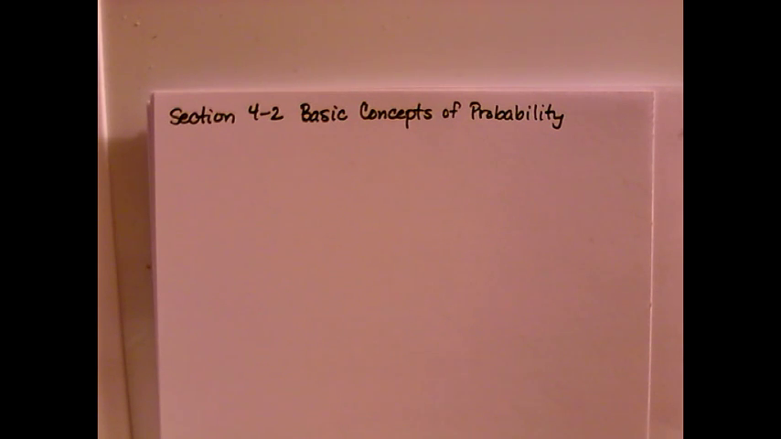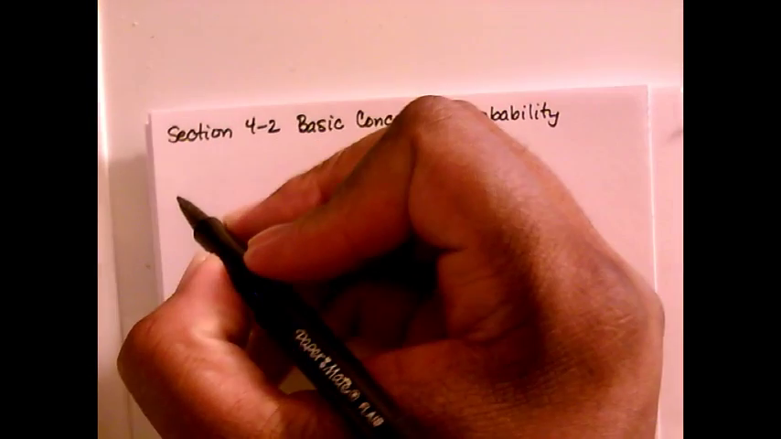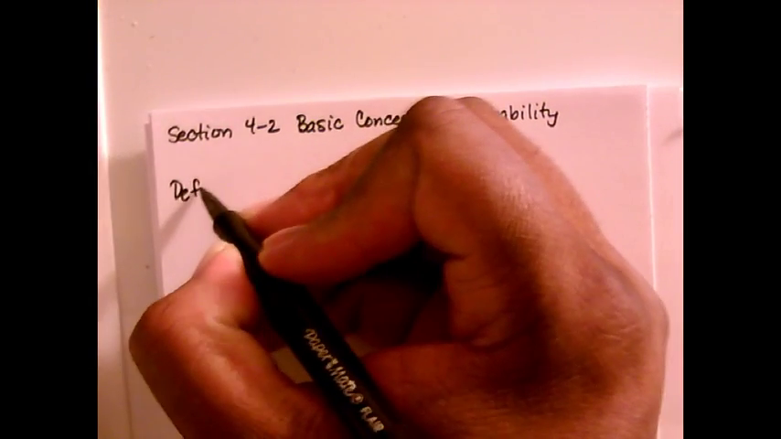Alright, in this video we're going to be looking at some of the basic concepts of probability. So what I need to do here is begin with some definitions of what probability is all about, and then we'll look at some examples that deal with some of the basic things that are related to probability. Okay, so we'll start off with some definitions.